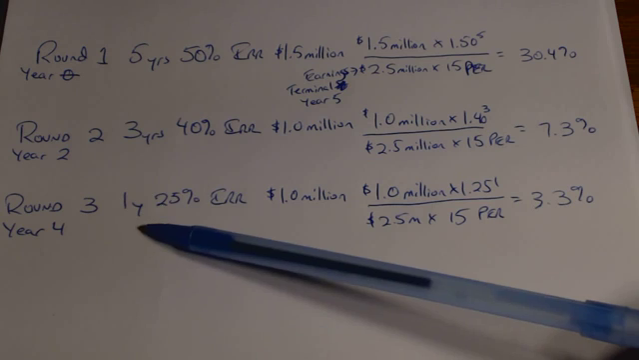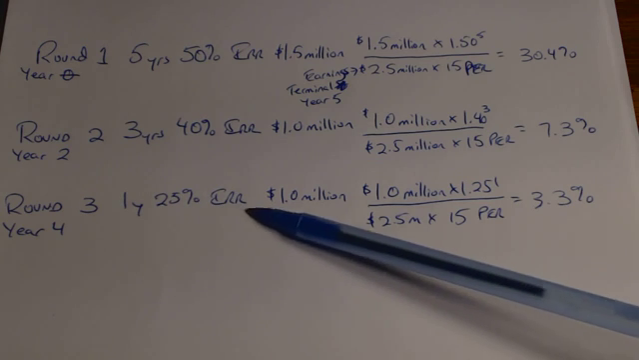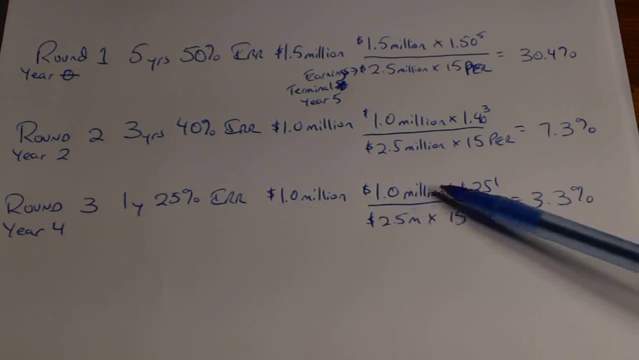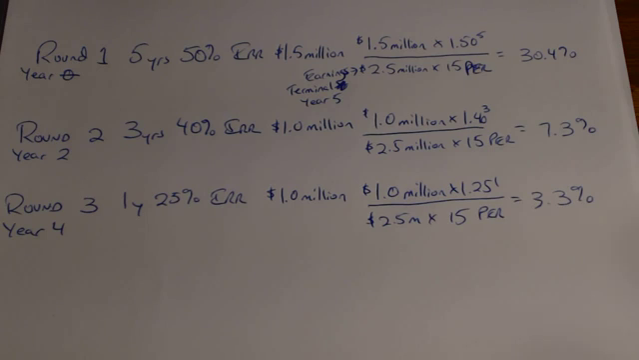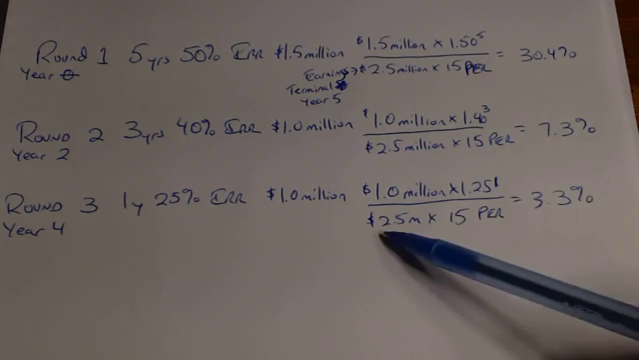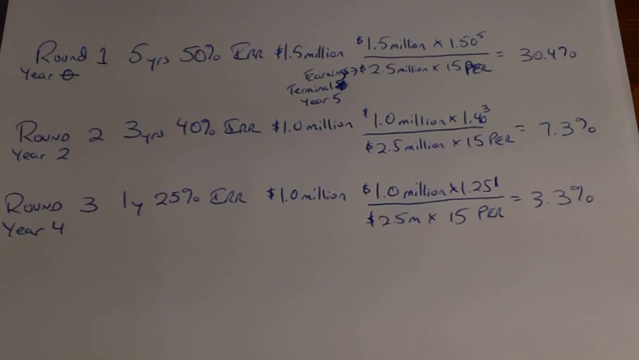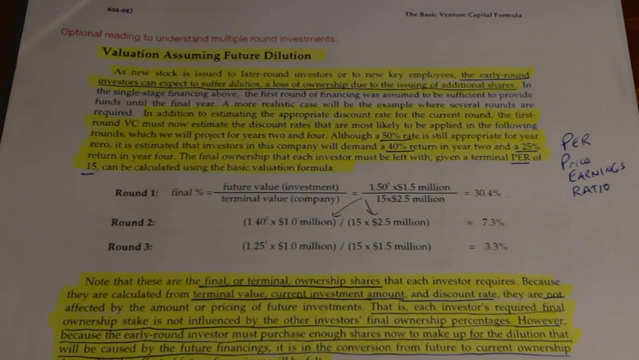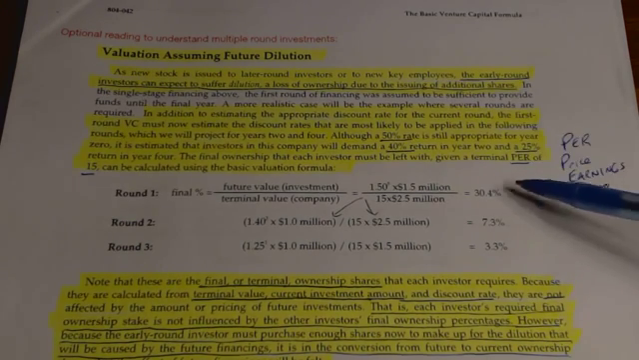And in year 4, this person's investing for 1 year at a 25% IRR. They're investing $1 million. So 1.25 to the power of 1 year over the terminal value again, and this person is going to have 3.3%. So that's where these numbers come from. Just want to make sure you understand that. Okay, so this is what I just went over.